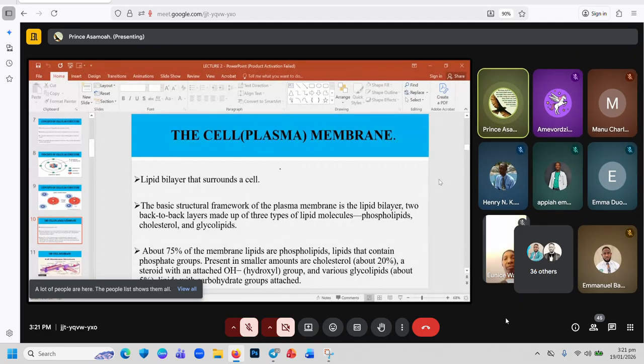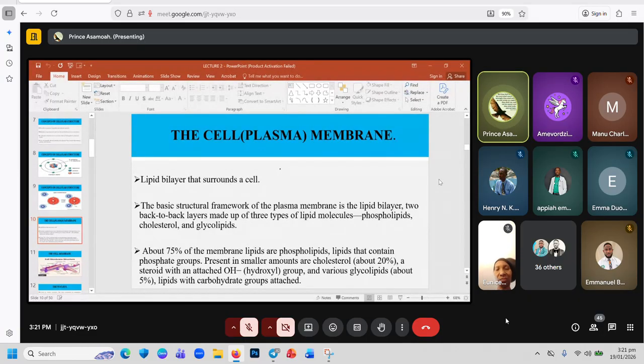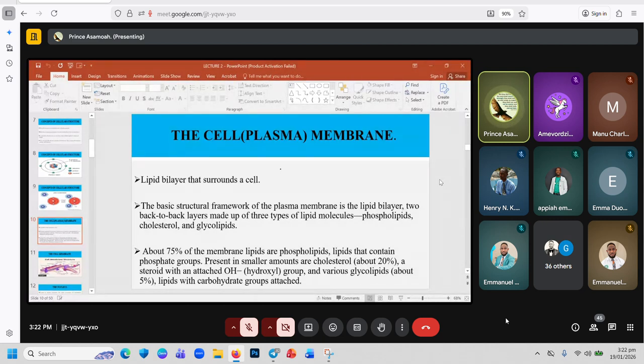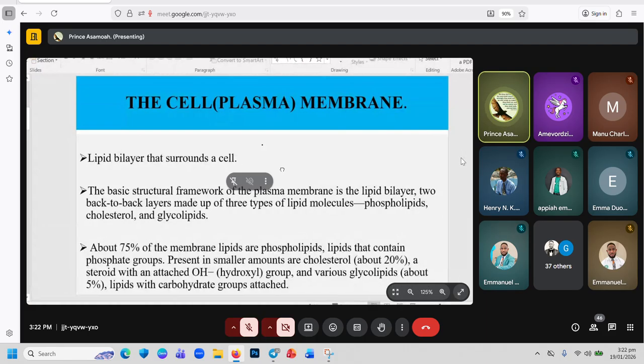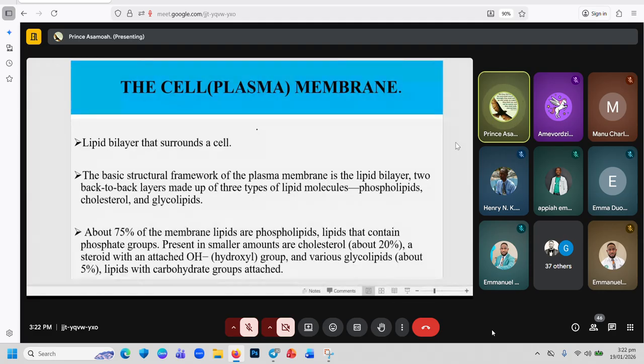For the plasma membrane, they are made up of what? Lipid bilayer. So a lipid bilayer surrounds the cell. When we say bilayer, it means the layers are two, and lipid, in a layman setting, is fat. So it is surrounded by two layered fats, or what we call lipid bilayer. The basic structural framework of the plasma membrane is the lipid bilayer. It is two back-to-back layers made up of three types of lipid molecules: phospholipids, cholesterol, and glycolipids. These form the back-to-back layer of the plasma membrane.